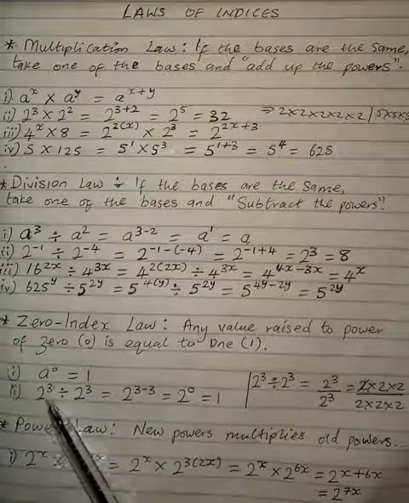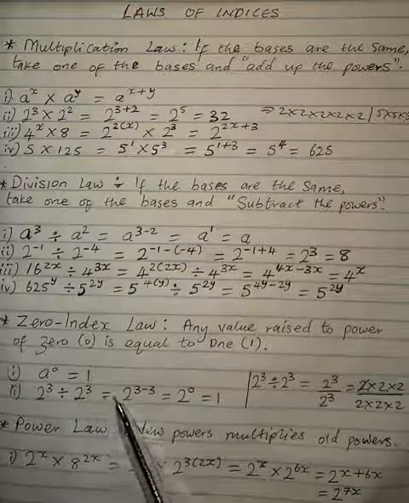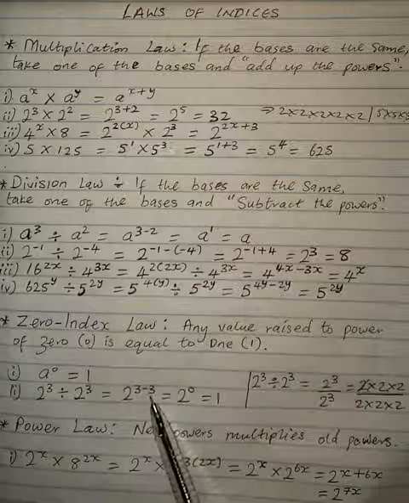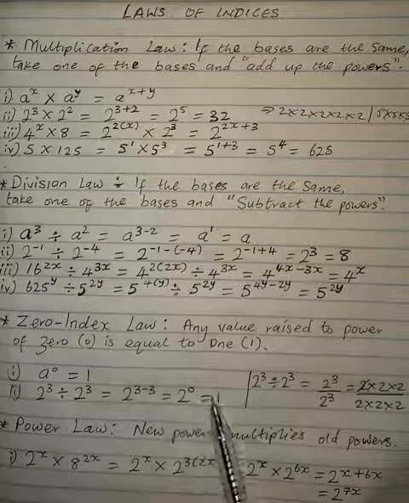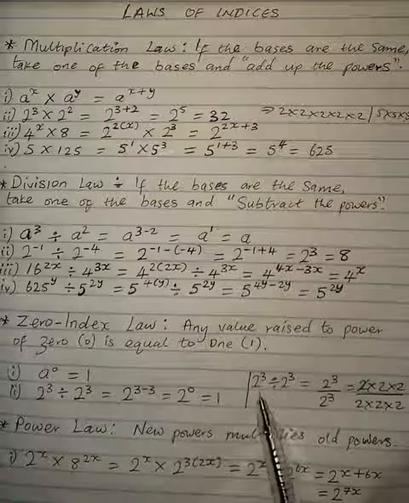When we have a question like 2 raised to the power 3 divided by 2 raised to the power 3, it is equal to 2 raised to the power 3 minus 3. Okay, because of division we say minus. Now 3 minus 3 is equal to 0 and we say it's equal to 1. This is a proof with another method.